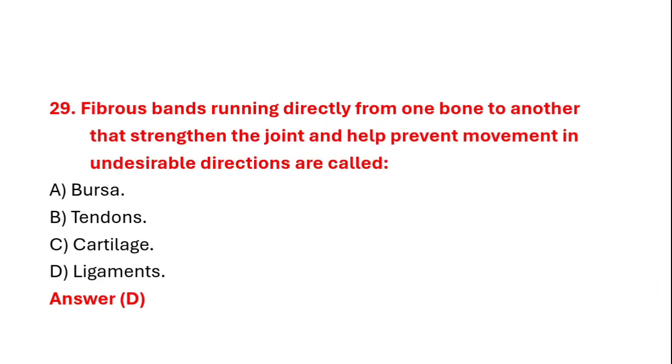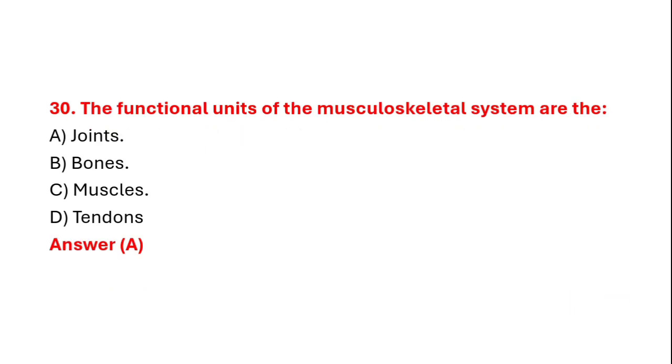Question number 29. Fibrous bands running directly from one bone to another that strengthen the joint and help prevent movement in undesirable directions are called. Option A, bursa. Option B, tendons. Option C, cartilage. Option D, ligaments. Correct answer is option D, ligaments.